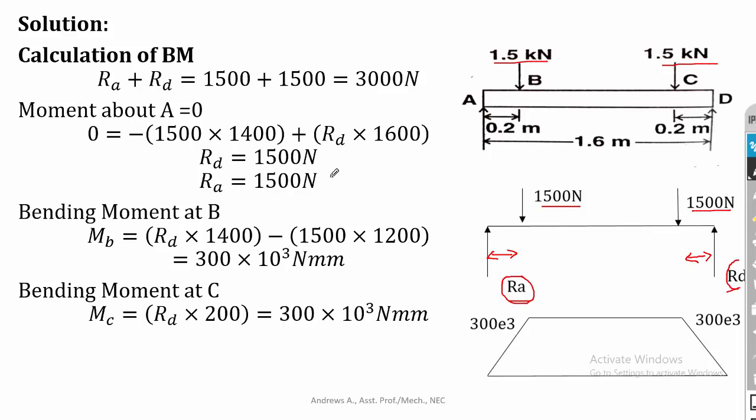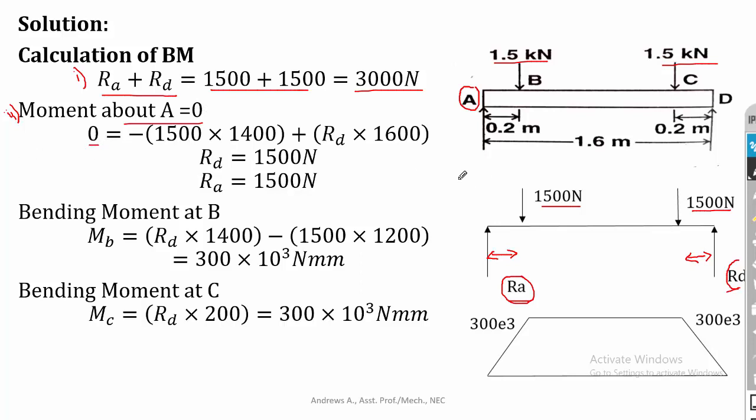We know that the total upward force is equal to total downward force. So these calculations you have already studied in mechanics of materials. So the upward force RA plus RD is equal to the downward force 1500 plus 1500, that is equal to 3000 Newton. So this is the first point for calculating the resultant. And the second one is moment about the left extreme point is equal to 0. So here the left extreme point is A. So moment about A is equal to 0.